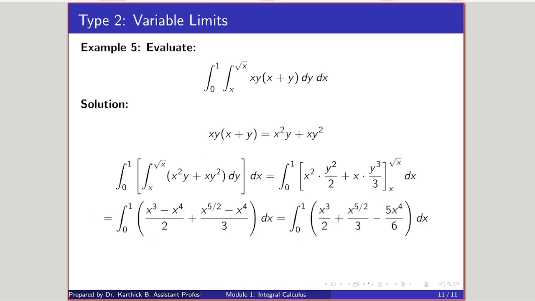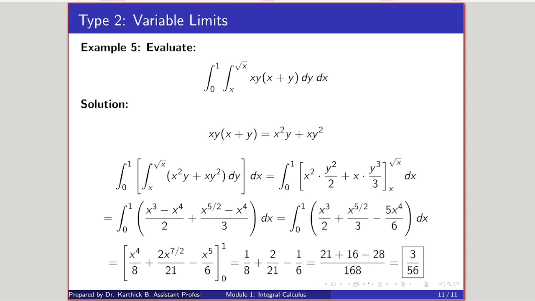On the next I am getting the same, so I am making the simplification over x power 3, x power 4, 5 by 2, 4, in the simplified form, and still we may simplify like this, and then we may substitute the limits 0 and 1, and I am getting the simplified answer at last as 53 by 56.